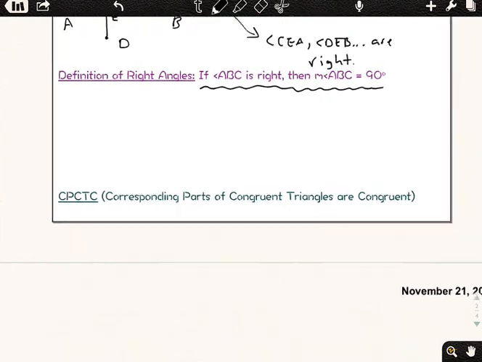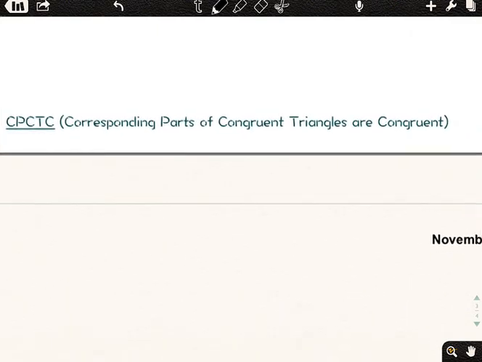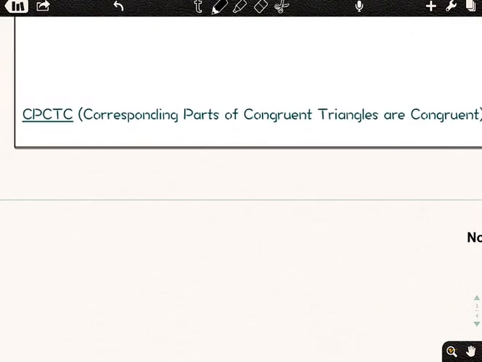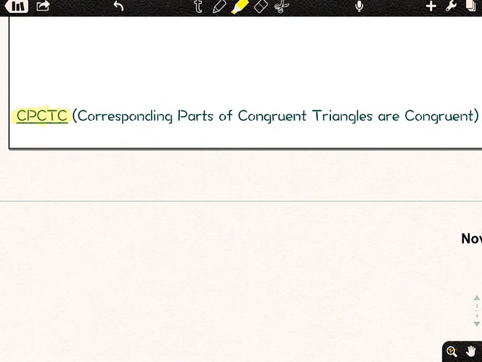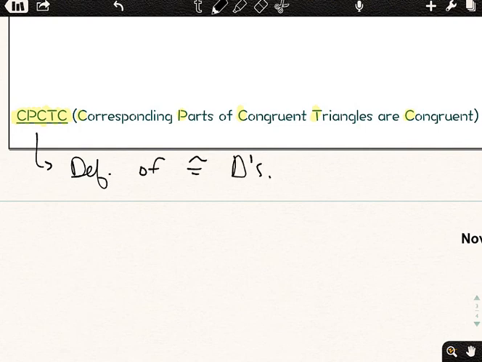Now the last piece is probably the most confusing one, and it's because I actually hate this statement. I hate it. It is the worst statement in the world, but I would be completely unjust as a teacher if I didn't show you CPCTC. Now what CPCTC stands for is corresponding parts of congruent triangles are congruent. Now there is another name for this, and that is simply the definition of congruent triangles. It means the same thing.